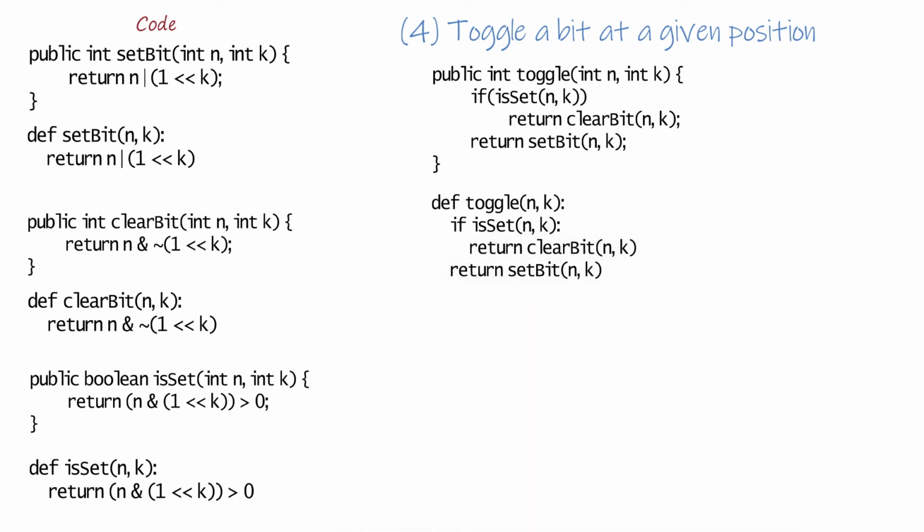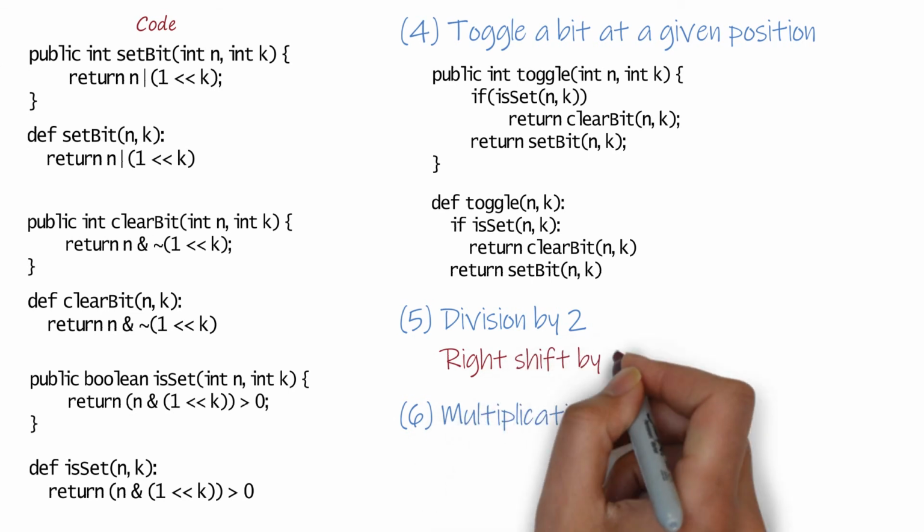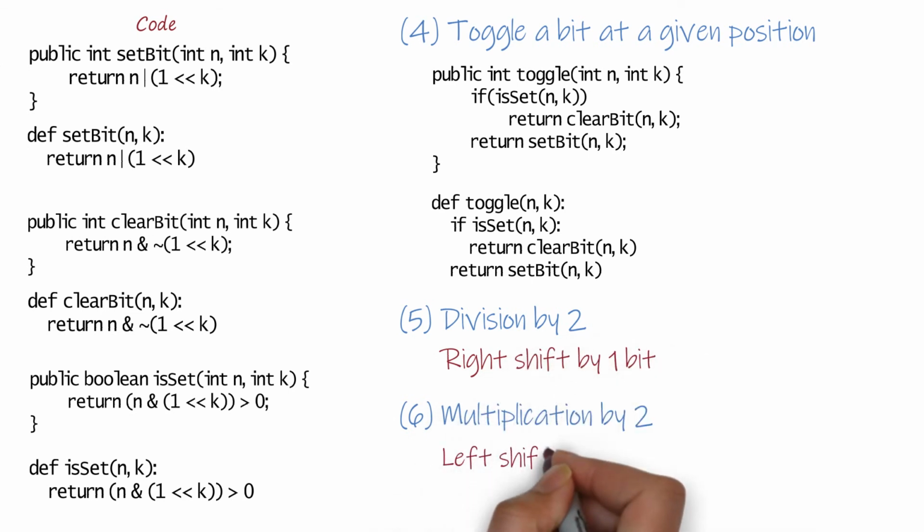Now let's see the last two bitwise operator related techniques, that is division by 2 and multiplication by 2. We have already seen these two in our last video. We do a right shift for integer division by 2 and we do a left shift for multiplication by 2. Using bit shifting for division by 2 and multiplication by 2 is much faster than using division and multiplication arithmetic operators. This trick comes in very handy when solving some programming questions.